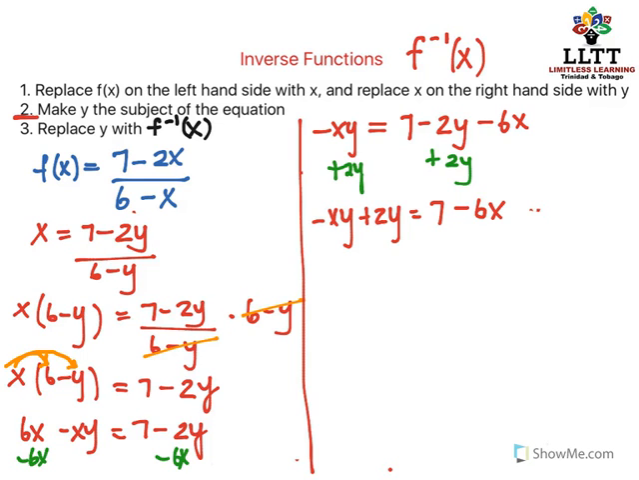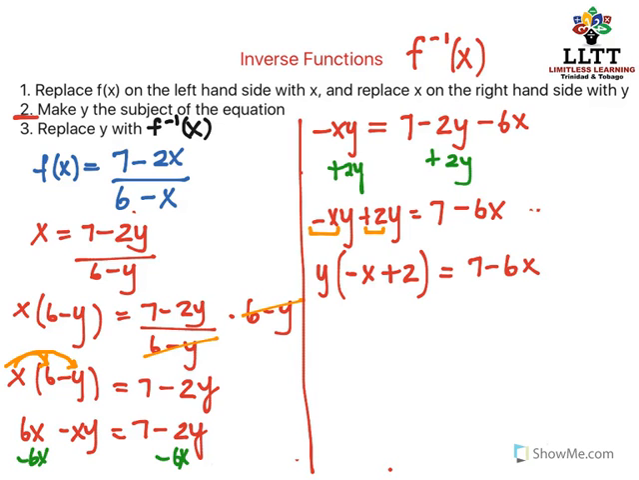Then on my left-hand side now, I have two terms. They both have y in it. So y is in common. I'm going to pull out the y. And if I pull out the y, what remains from the first term will be negative x. So I put in negative x. And what remains from the second term will be plus 2. So I'm going to put in plus 2. And that's equal to 7 minus 6x.